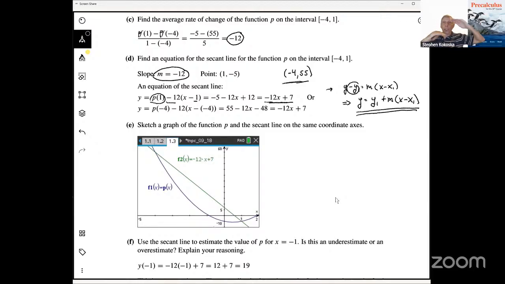Anyway, when you see the scoring guidelines, often they will show these 2 methods for finding the secant line, showing finding the secant line with either one of these points.